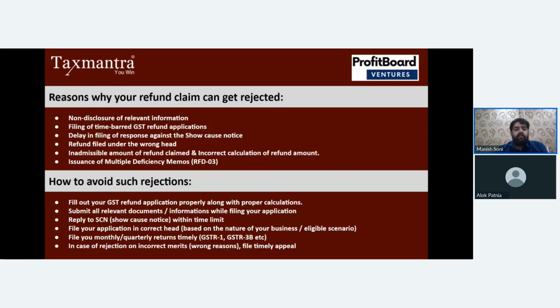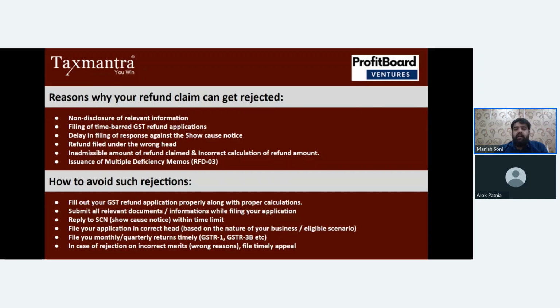The first major rejection you can get is non-disclosure of relevant information. That is, you do not provide your documents properly, or you're not very sure about how things have to be done while applying. The second thing, which the majority of taxpayers are not aware of, is that the application is time barred. As we spoke about in the first part of the session, the timelines are very important.